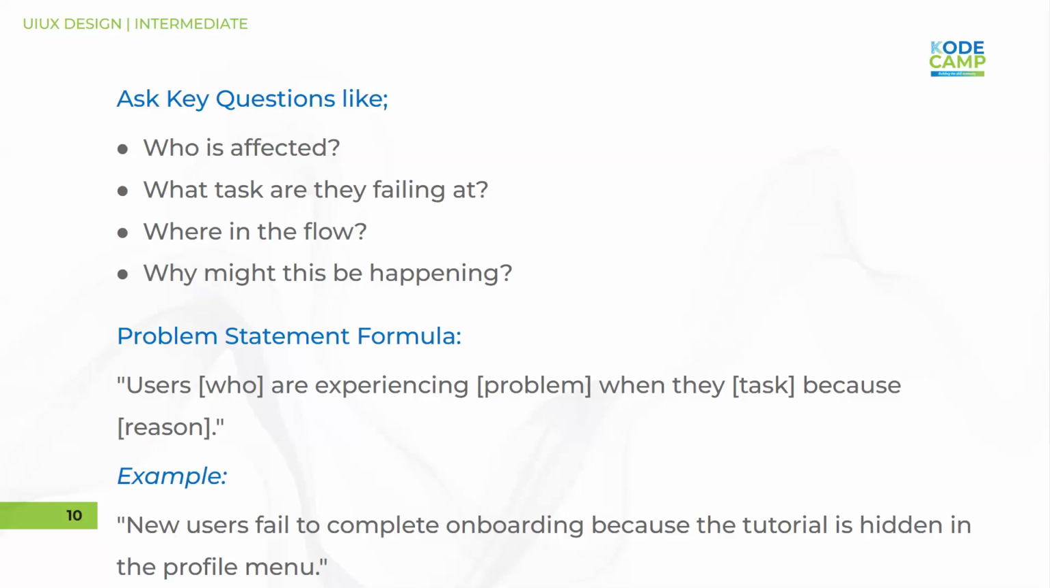Let's look at an example. A new user, remember we said who, so it's a new user, fails to complete onboarding. That's the problem. The problem is that they fail to complete onboarding. Now, because the tutorial is hidden in the profile menu. Why? The tutorial is hidden in the profile menu. So your problem statement should always have the who, the problem, the task, and also the reason.